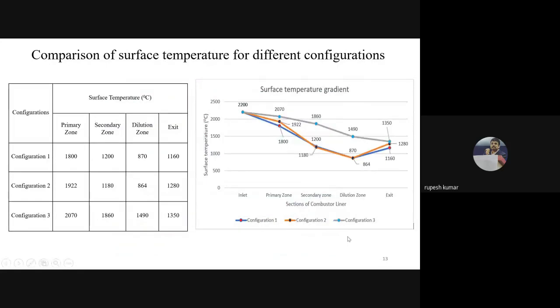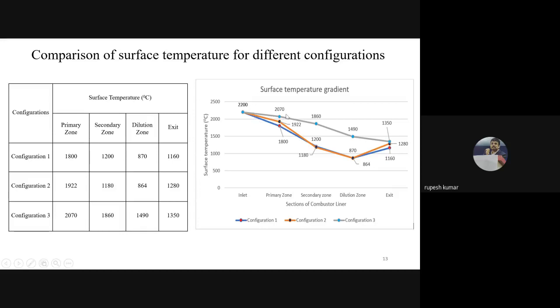Coming to this graph, we have all these sections of the combustor liner: an inlet section, primary zone, secondary zone, dilution zone, and the exit. We can see a drastic temperature change at different sections of the combustor liner. Why is the temperature changing? Because, as I told you, the diameters of the primary holes, secondary holes, and dilution holes change, as well as the uses of these holes, because of their various functions, and we are getting a very drastic change in the temperature.